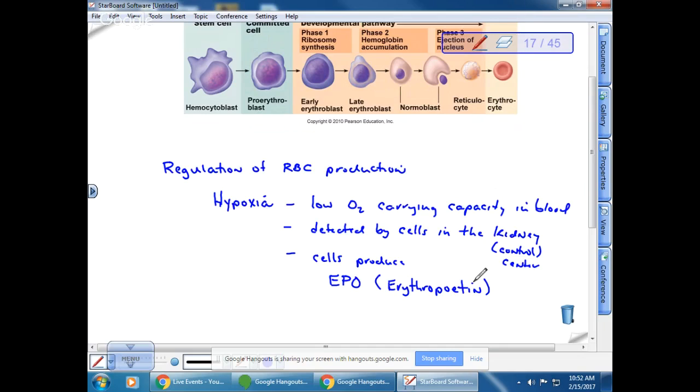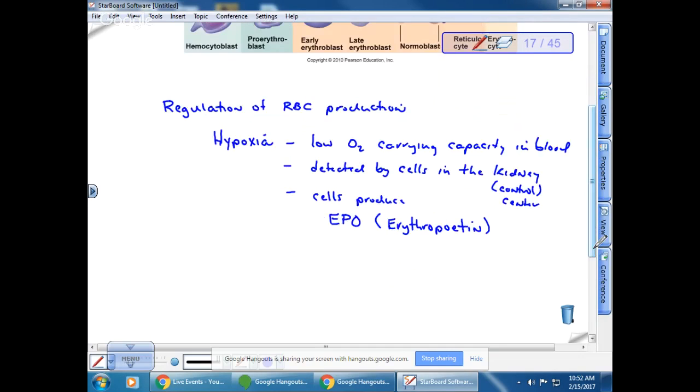So EPO is a hormone. You might have heard of it because it can be synthetically produced and it can be used by athletes to up the production of red blood cells. Okay? So the EPO then travels to the bone marrow via the circulatory system and stimulates red blood cell, I'll just put RBC, red blood cell production.